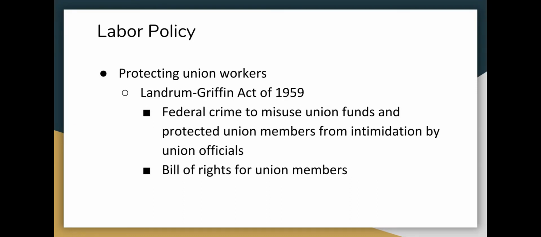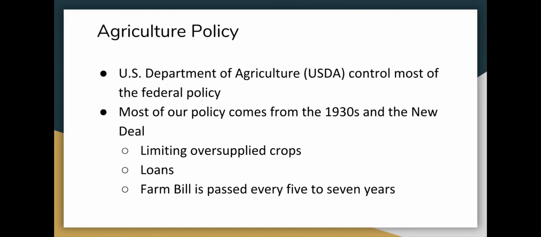The Landrum-Griffin Act of 1959 made it a federal crime to misuse union funds. So this helped protect union members from intimidation by officials, and it was essentially a Bill of Rights for union members. And looking at agriculture, you have the U.S.